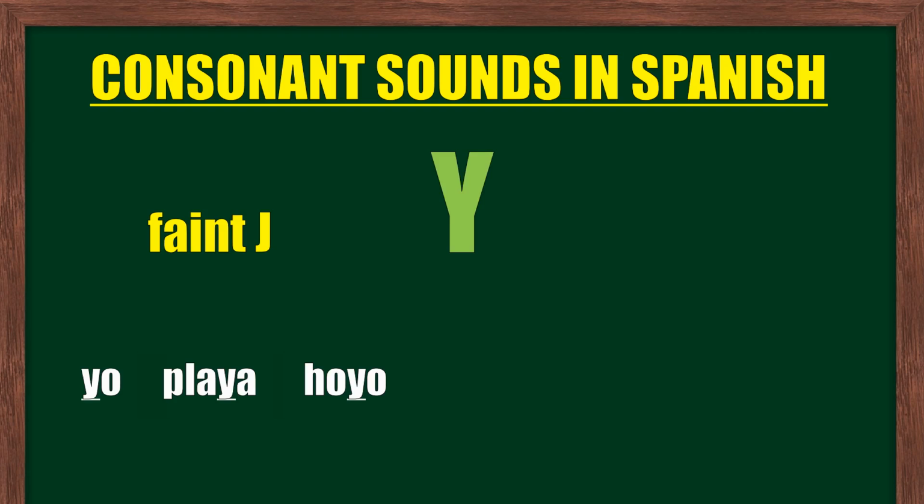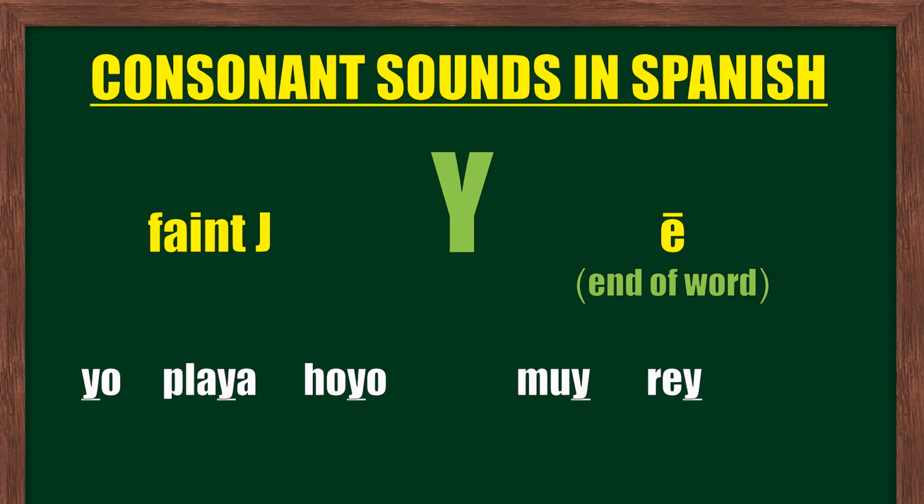Now, the exception is when the Y comes at the end of a word. When the Y comes at the end of a word, well, then it's just pronounced like the Y in English at the end of a word, like an E, such as in "muy," "rey," "hoy." In these words, the Y is pronounced E: "muy," "rey," "hoy." And the last consonant we're going to talk about today is the Z, the very last consonant in the alphabet.